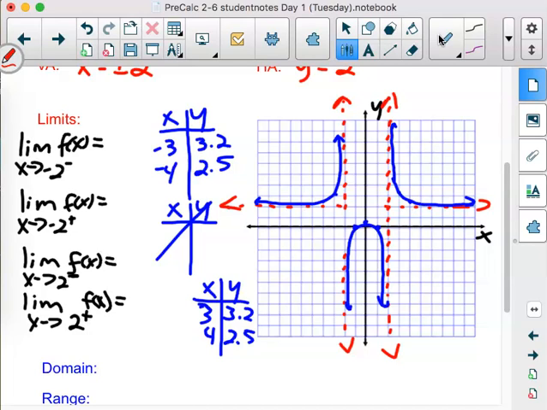Positive infinity. Going up. -2 from the right. Negative infinity. It is. Going down. How about +2 from the left?